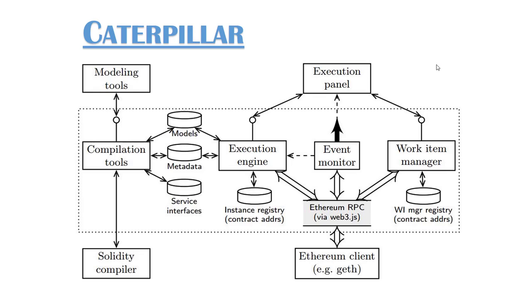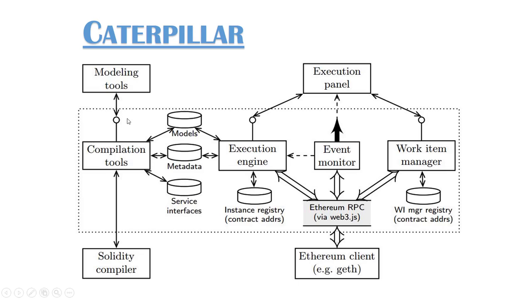Hi everyone, in this video I am going to present Caterpillar. Caterpillar is a business process management system that runs on top of Ethereum and supports the creation of instances of a process model and allows process workers to track the state of process instances and to execute process tasks. The state of each process instance is maintained on the blockchain, and the workflow routing is performed by smart contracts automatically generated by a BPMN2 Solidity compiler.